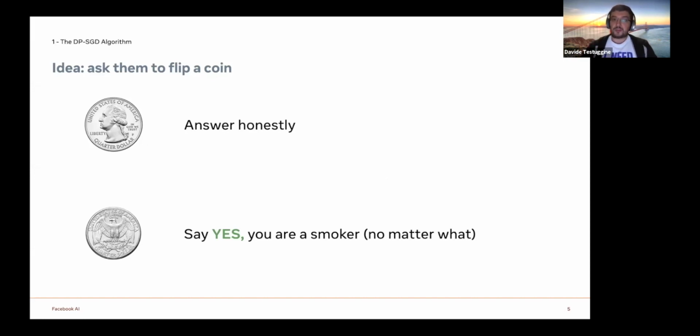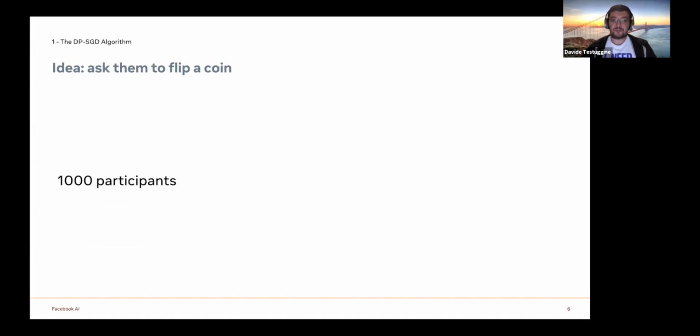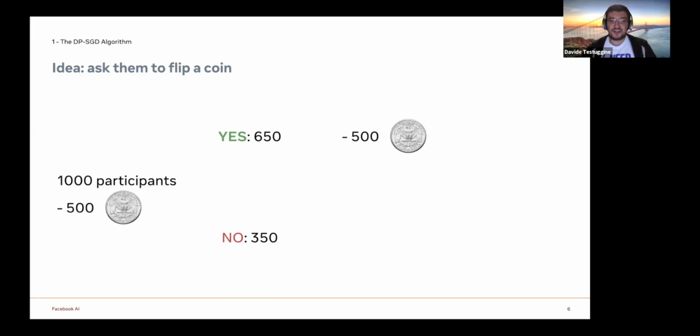So what does this accomplish for us? Imagine we have thousands of them. Let's say you run all of these shenanigans, and these are the answers that come out. We know that these don't mean that 65% of your population is made of smokers. Why? Because we know that 500 were just due to the coin landing on tails. This, of course, means that 500 of your answers weren't really honest, so we can discount them. And this leads us to an estimation of what the real number was, so 30%.